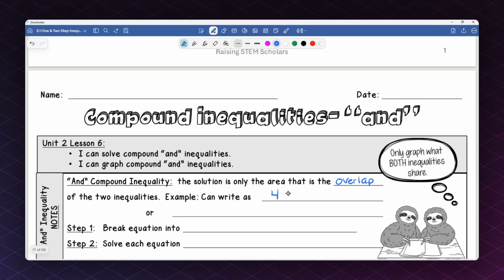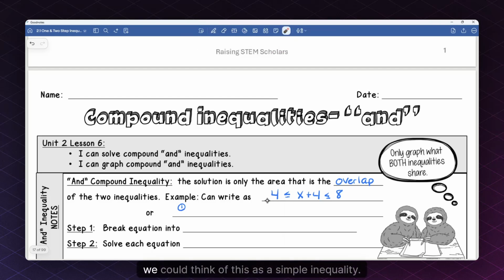We have a compound inequality of 4 is less than or equal to x plus 4, which is less than or equal to 8. So your problem could be given as this, and then we're going to break it up into two problems to think about it in two different ways. If we take just this left half, we could think of this as a simple inequality, and this is easier to kind of mentally deal with.